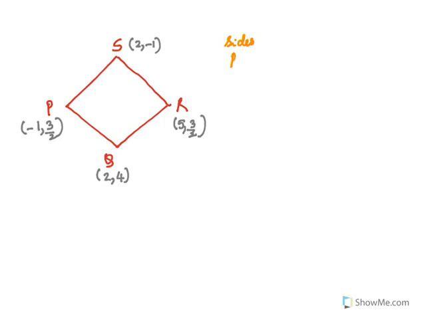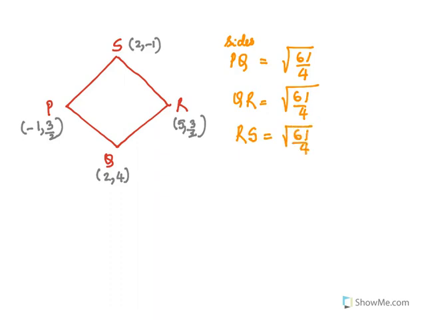You'll use the distance formula and find the length of PQ, which will turn out to be under root 61 by 4. Then you will find QR, which will also turn out to be root 61 by 4. Then you will find RS, which will also be under root 61 by 4, and PS will also be under root 61 by 4. So you'll find all four sides are equal.